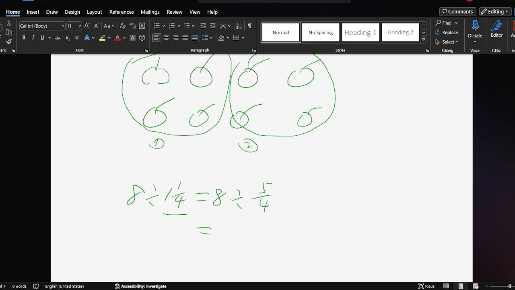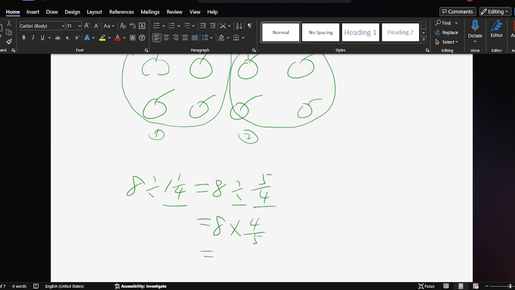So then we do that. The formula is: this part, 5 over 4, upside down. We change the division to times, and change this part 5 over 4 to upside down, to find its reciprocal. So 8 times 4 over 5. So how to do this?